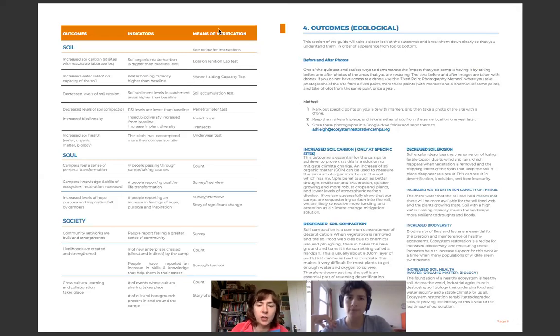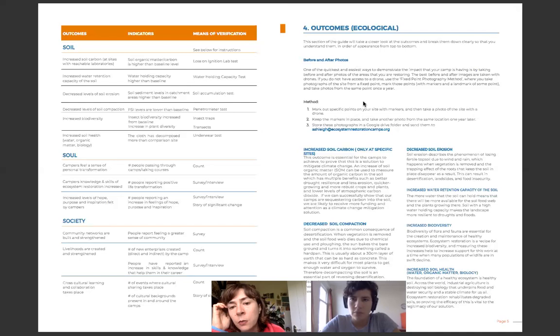I think what would be useful is to go to the actual explanation of the test and then flip back to the framework. But another thing that is useful to do when monitoring, before we go into the actual means of verification listed here, is to take a lot of photographs using the fixed point photography method or a drone, depending on which one you have access to. So fixed point photography is really simple. You just find a point on the landscape that sticks out. So for instance, it could be a mountain peak or a tree that you've marked in some way. And then you just take photos from that point.